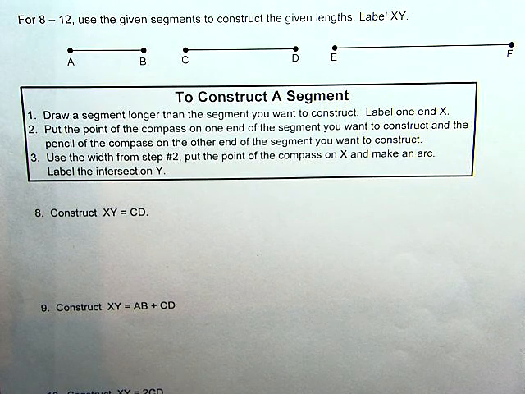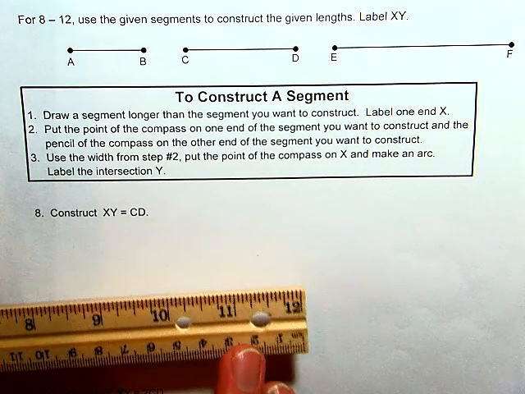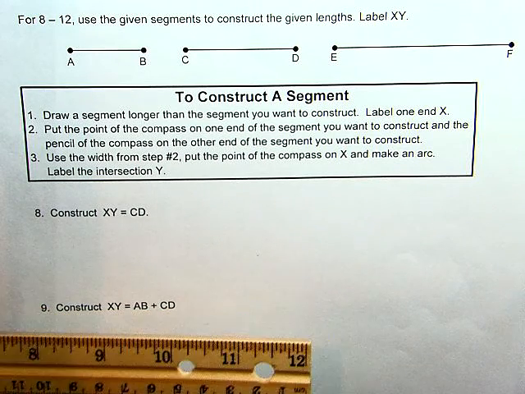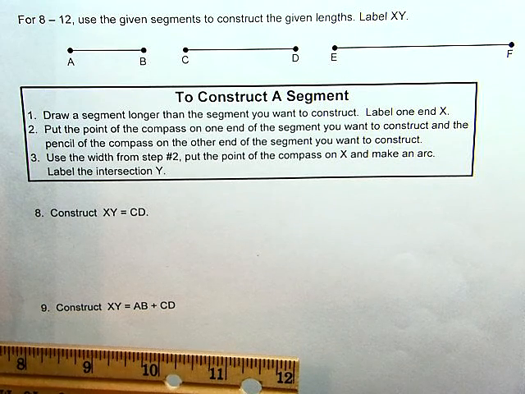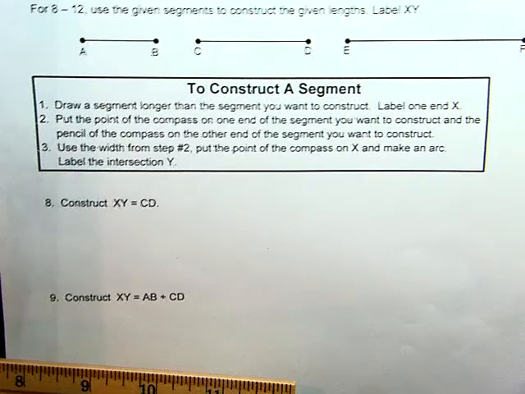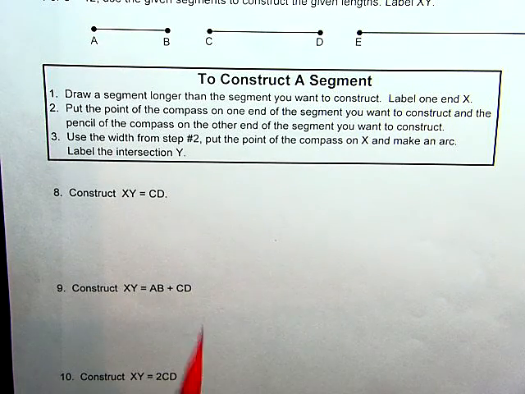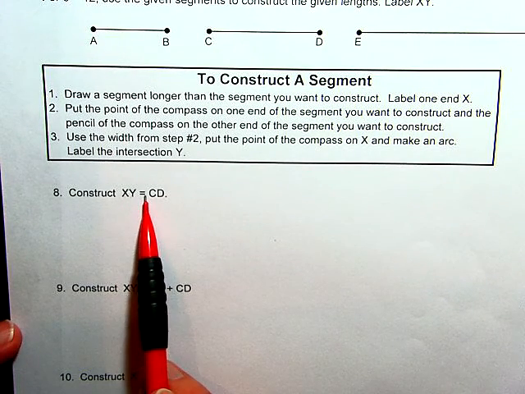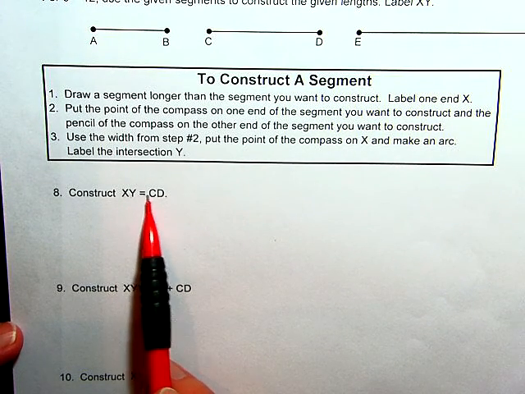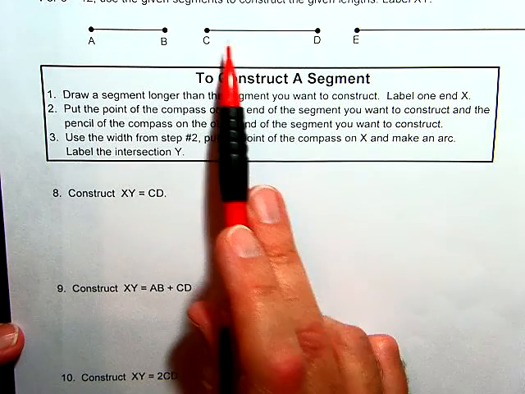This video is going to demonstrate how to construct some simple line segments. And we're going to use the problems from lesson 3. The first problem we have here is to construct a line segment XY that's equal in measure or length to that of CD. And we're given CD up here.